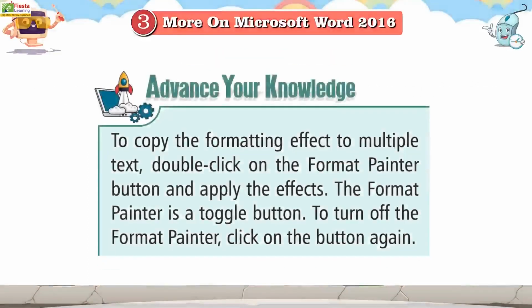Advance your knowledge. To copy the formatting effect to multiple text, double-click on the Format Painter button and apply the effect. The Format Painter is a toggle button. To turn off the Format Painter, click on the button again.